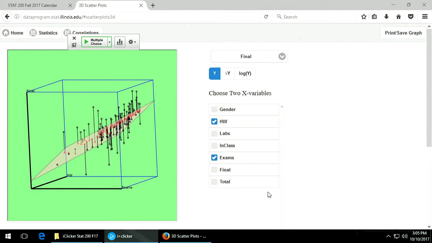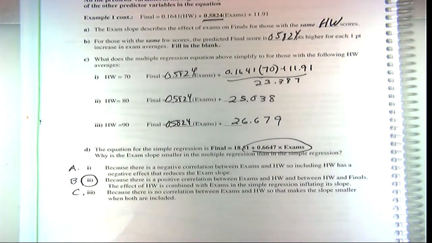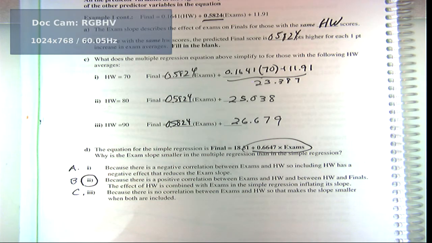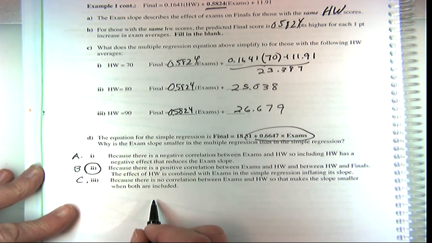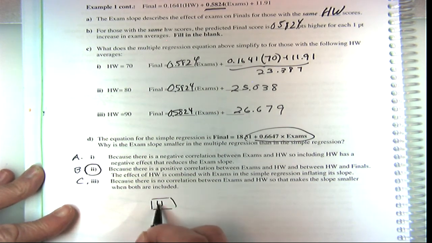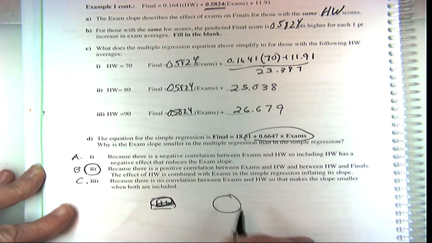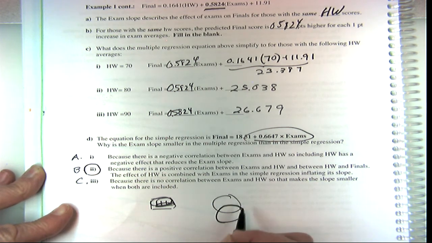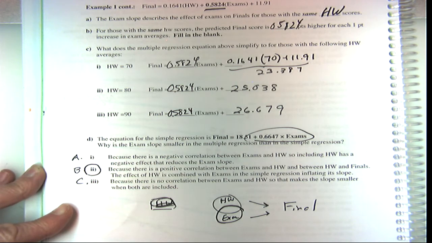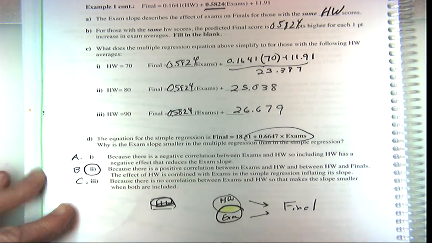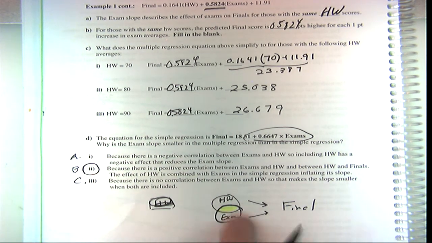Okay, so now we're going to go back here to the document camera. Maybe this visual will help, I'm not sure. Think of homework and exams. You have two predictors, but they're correlated, so there's an overlap here. So let's just do homework and exams, and they're both predicting final. And when they're correlated, and they're all positively correlated, everything's positively correlated between them.